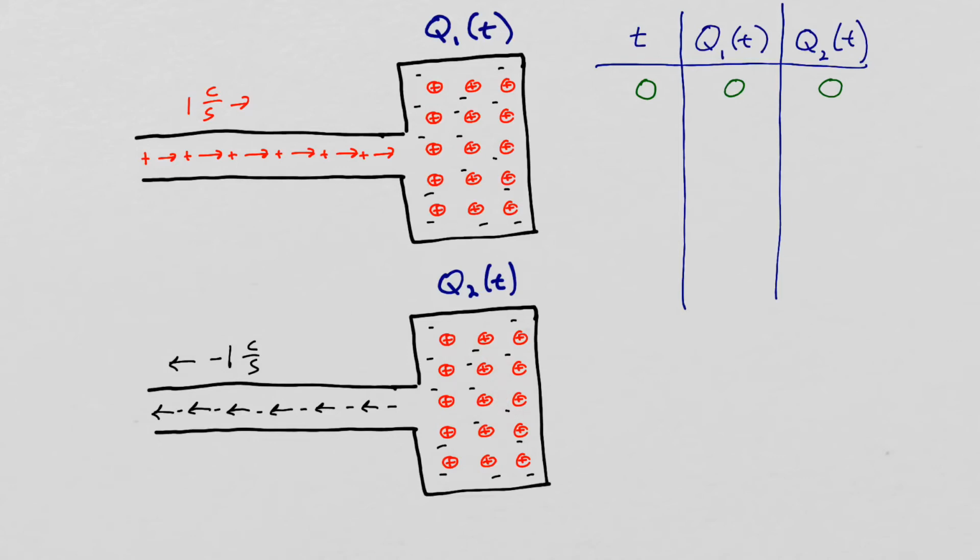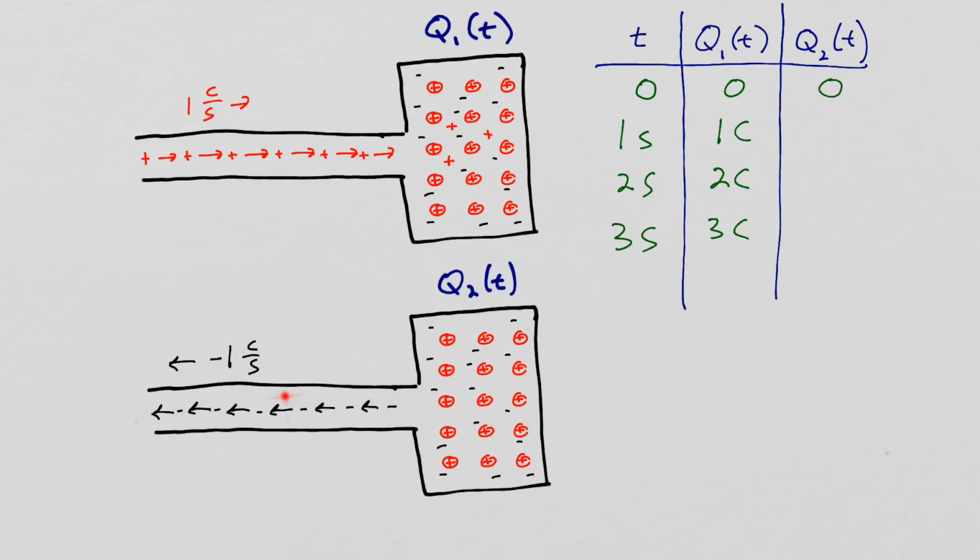Let's first focus on the wire where there's a positive 1 coulomb per second flowing to the right. So after 1 second, we'll have 1 coulomb flowing into the reservoir, so now it will have a total charge of 1 coulomb. After 2 seconds, another coulomb of charge will flow into it. We'll now have 2 coulombs. After 3 seconds, we'll have another 1 coulomb flow into the reservoir, so we'll have 3 coulombs in the reservoir.